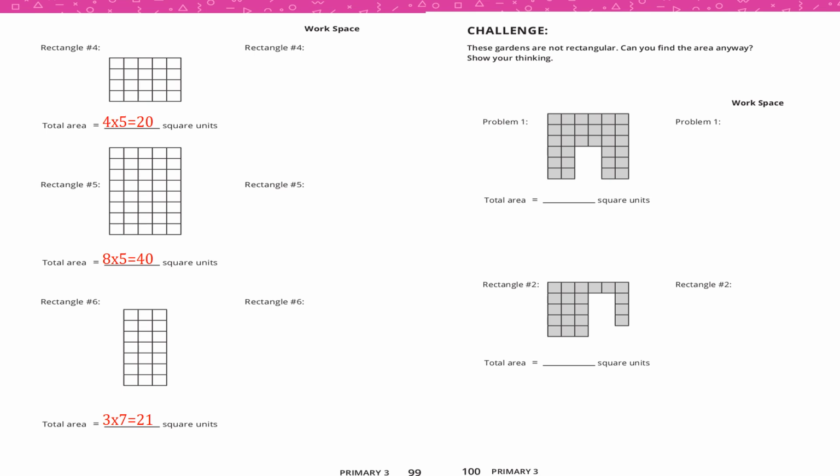Now let's move to the challenging. Here we have a garden, and in this problem number 1, we want to find the total area. I think the easiest way is to count the small squares. Let's count them together. If we count them, we will find them 30 square units. And in rectangle number 2, if we count the small squares, we will find them 21 square units.